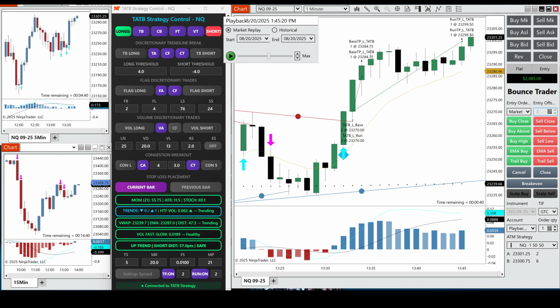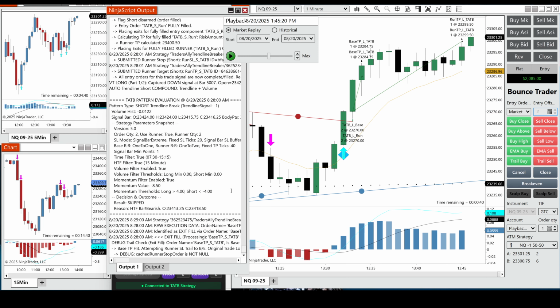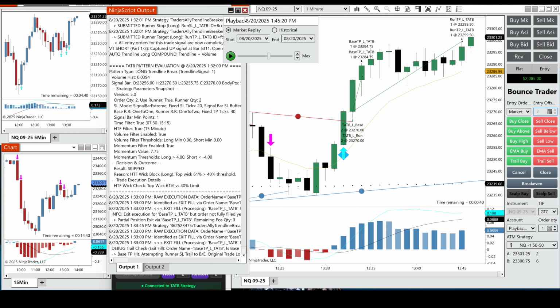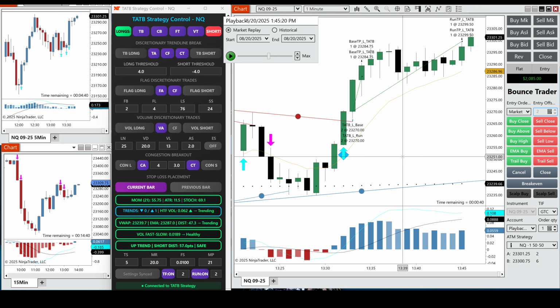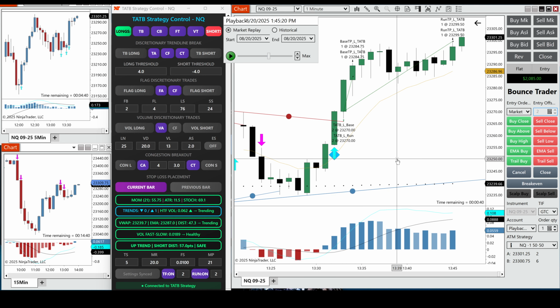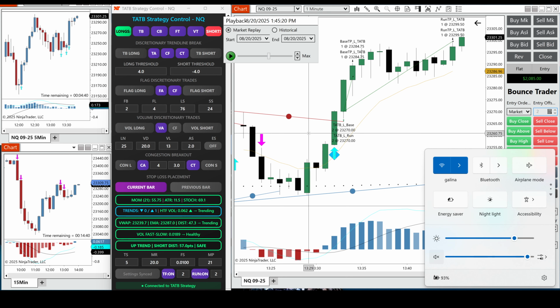Okay, so let's check this trade. I think this was the volume trade that I wanted to show you. No, this was a trend line break again. So let's continue. I think there was another trade.